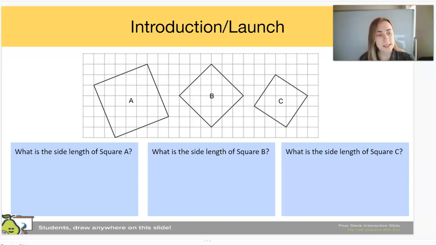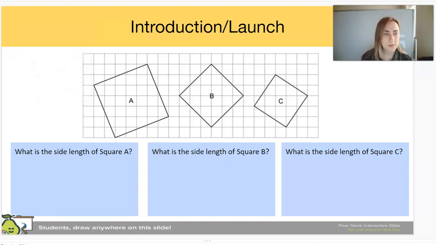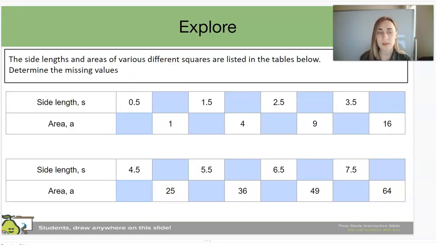Now we're taking that same image and we're going to think about what is the side length of square A, what is the side length of square B, and what is the side length of square C. So pause and think about that one. And when you're ready, we'll move ahead to slide C, where we're going to start our Explore section.